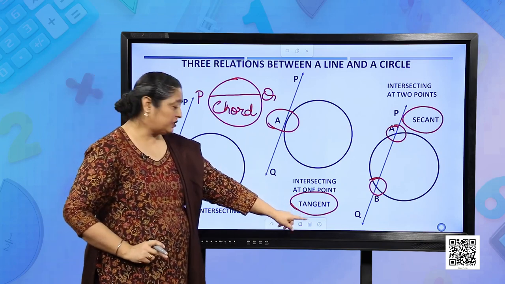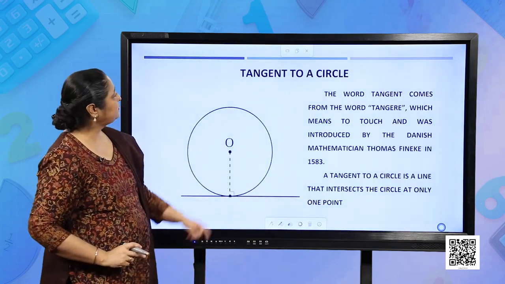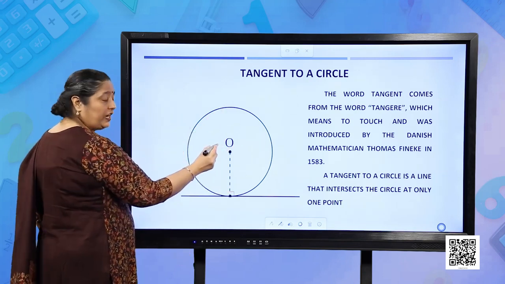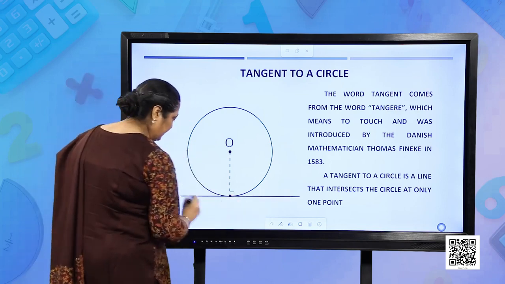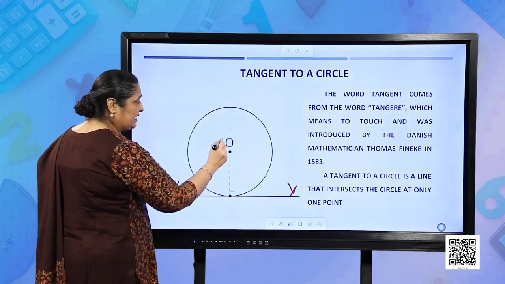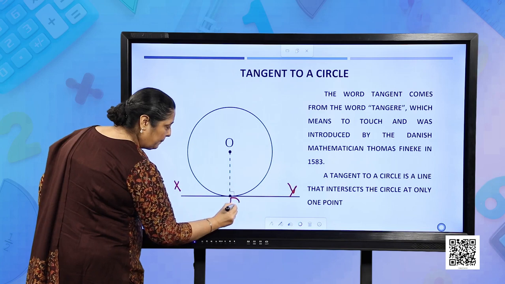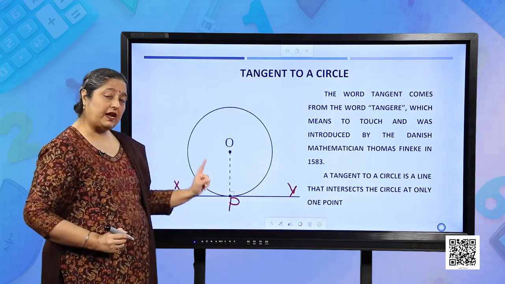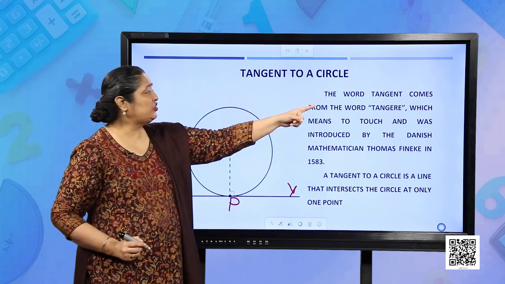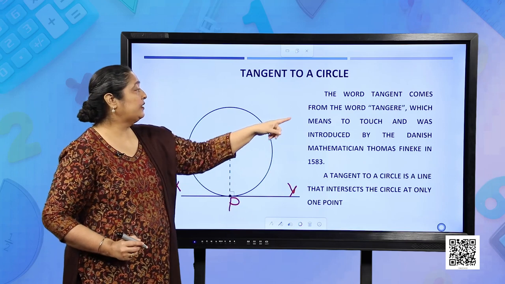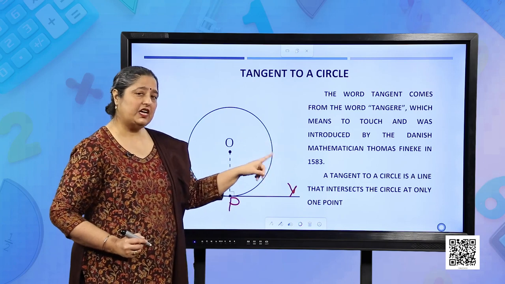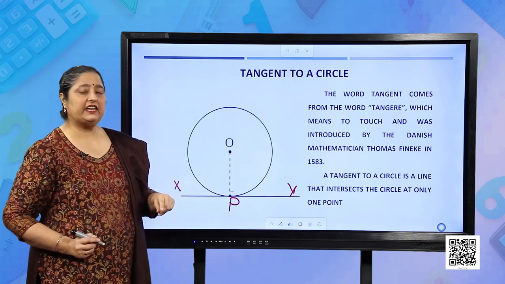But now, we are going to study about tangents, right? What is a tangent? This is a circle and a point O. We have a line, let me name this as XY. This XY is touching the circle at a point P, right? And what is the number of contacts? 1. The point of contact is 1. The word tangent comes from the word tangere, which means to touch. It is touching the circle, right? And it was introduced by the Danish mathematician Thomas Fincke in 1583.